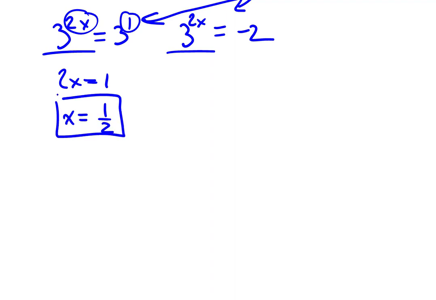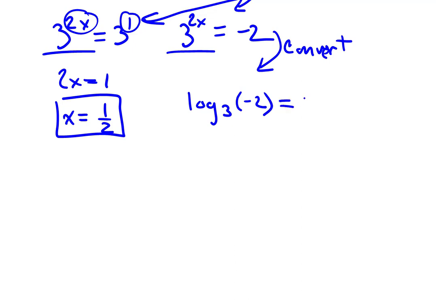On the other side, however, we have 3 to the 2x equals negative 2. 3 and negative 2 are not going to be written as the same base to some power. So rather, let's go a different route and just try converting this to a log form. We've seen this trick by now, where if we convert to the other form, we really have log base 3 of negative 2 equals 2x. Okay, now this is just converting from exponential form to log form.